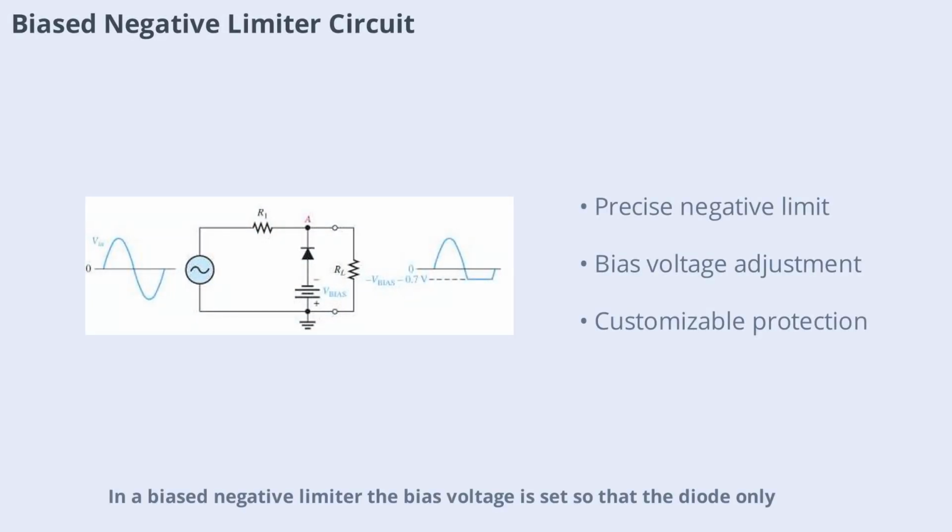In a biased negative limiter, the bias voltage is set so that the diode only conducts when the input voltage drops below a specific negative threshold. This allows for precise control over the minimum output voltage, making it ideal for circuits that require strict lower voltage limits. The diagram demonstrates how the bias voltage and diode work together to achieve this effect. By adjusting the bias, engineers can tailor the limiter to their exact requirements, ensuring reliable operation in various scenarios.